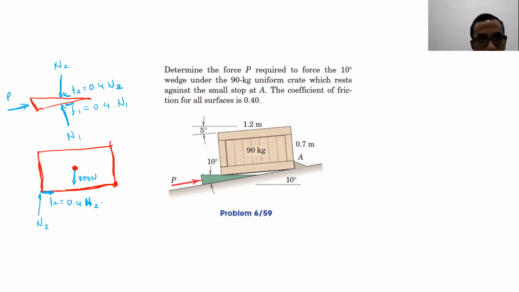At A, do we have N3 or is it like AY and AX? Yeah, it's up to you. You can just put it as AY and AX as well.